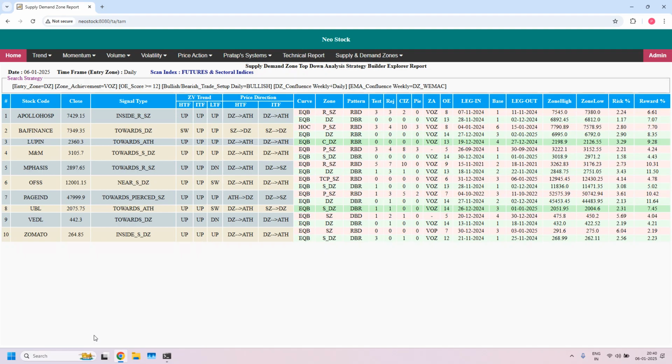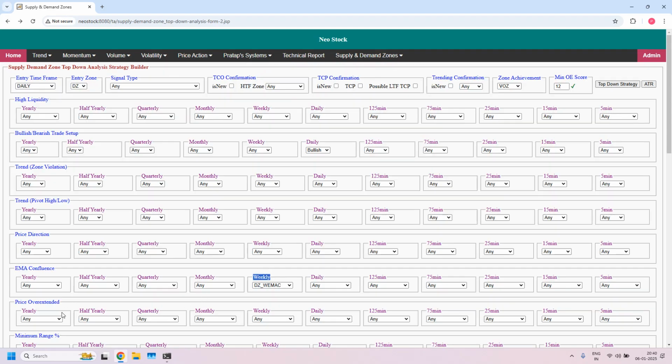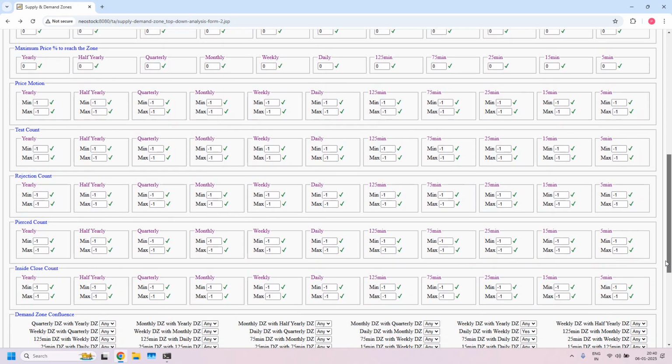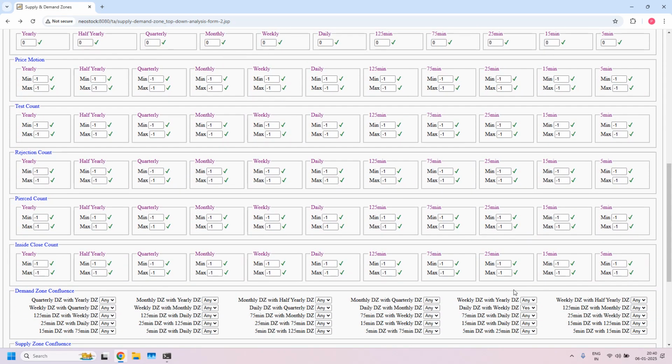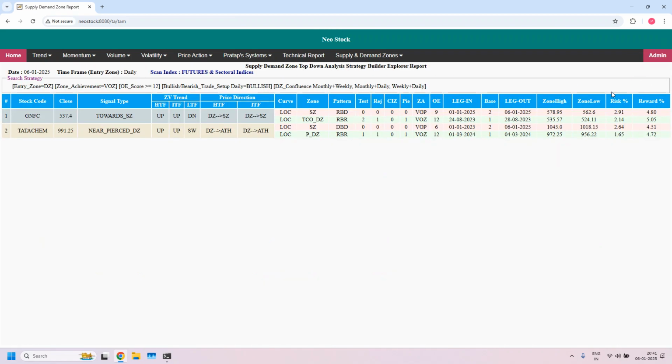Okay, next let us filter based on LTF, ITF and HTF demand zone confluence. So removing this EMA filter. In the demand zone confluence, we need to set 3 filters. In that, the first filter is already enabled. Second filter, daily demand zone with monthly demand zone confluence. Third filter, weekly demand zone with weekly EMA confluence. With all the 3 filters, we got 2 stocks.